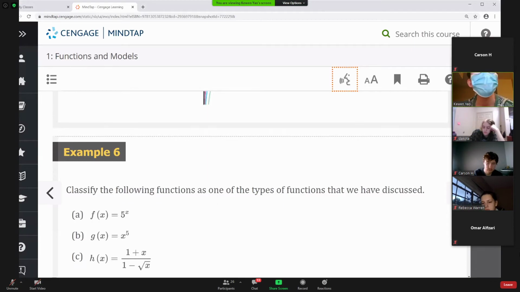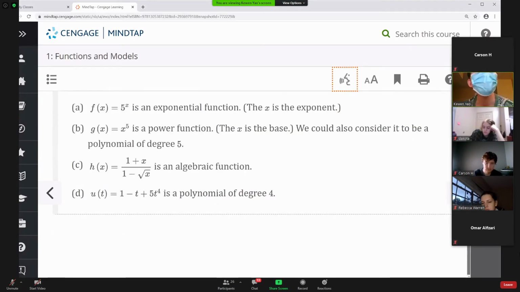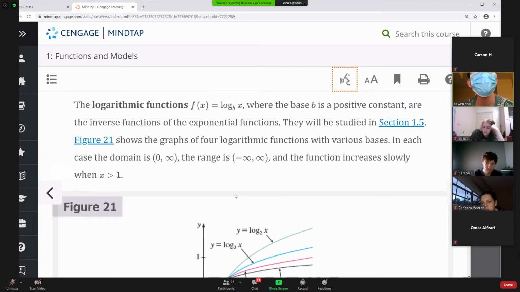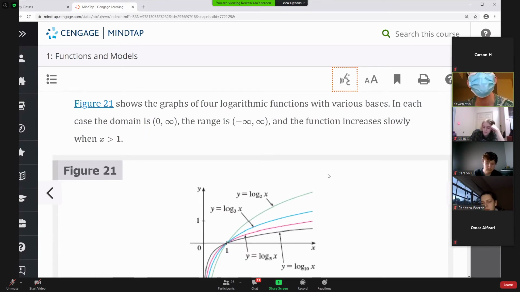Now let me look at the picture and find the domain for this log function, because it's so important to know domain and range. What is the domain for the log function, and what is the range? Look at the picture. The domain is all positive numbers, an open interval.